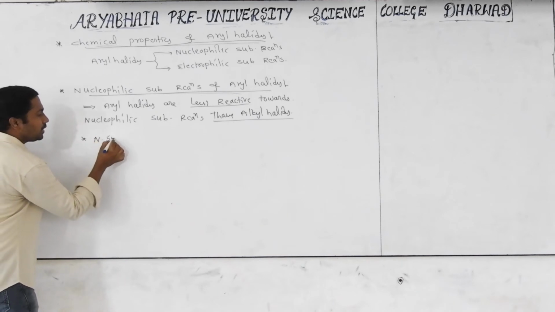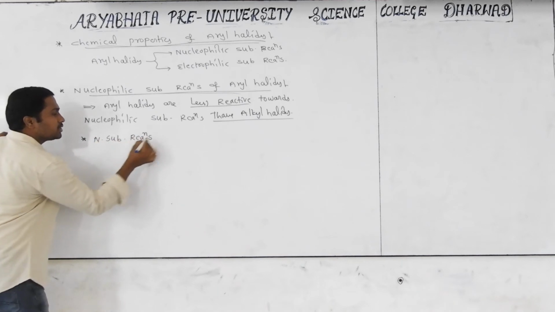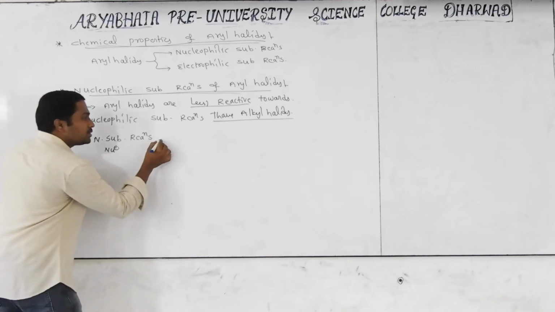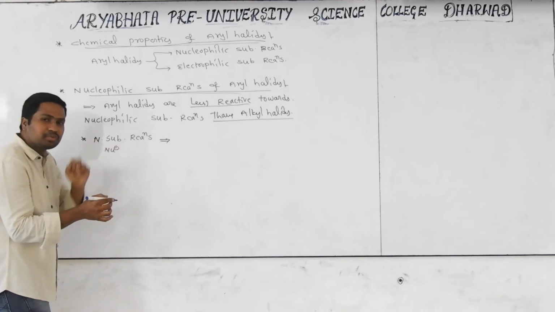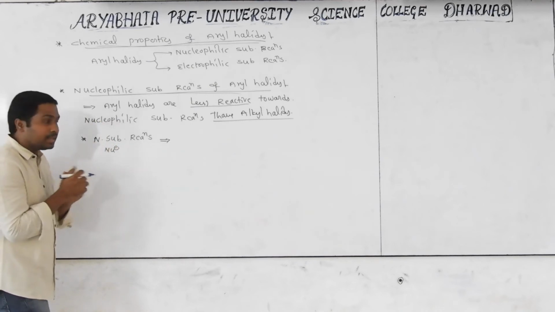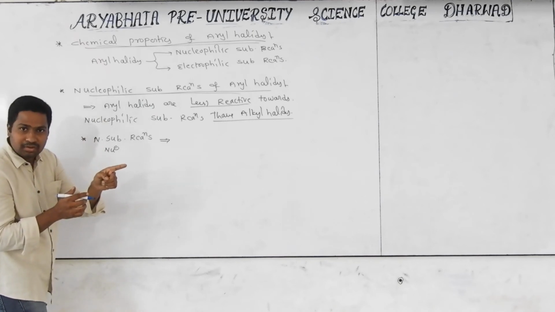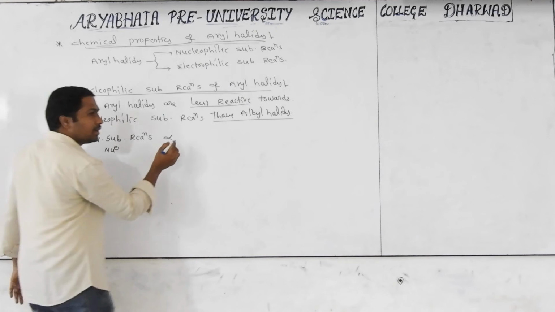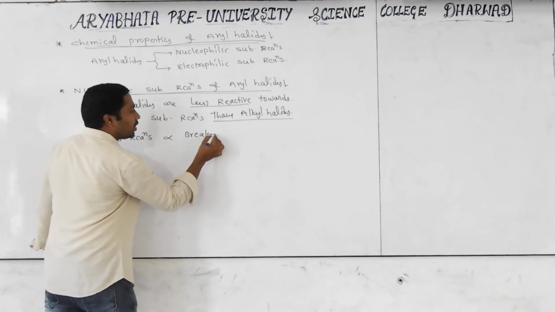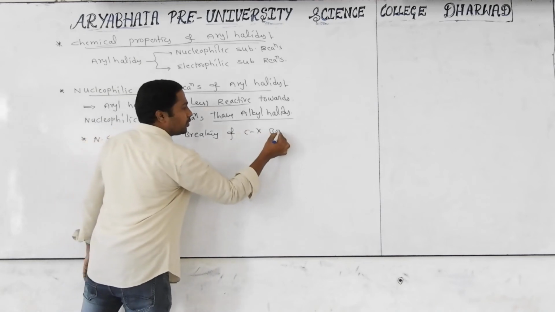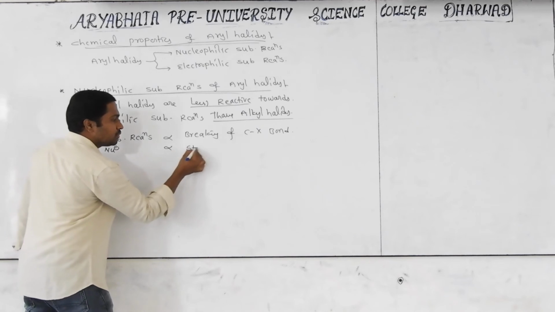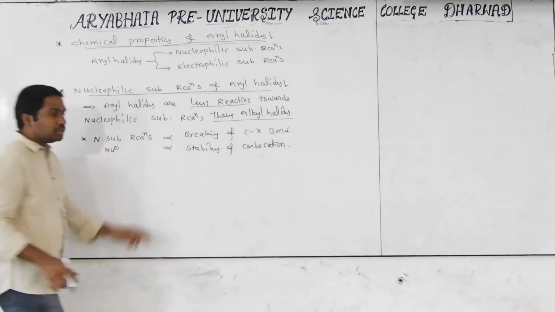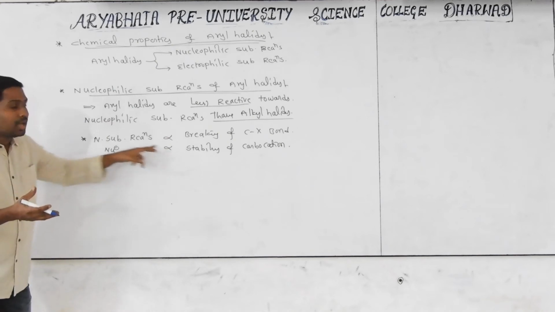Nucleophilic substitution reactions mean what? Nu minus is undergoing substitution. If Nu minus, the nucleophile, a negatively charged particle, wants to undergo substitution, what has to be the favorable condition? The reacting center should be positively charged. Yes or no? That's why the nucleophilic substitution reaction rate is directly proportional to, as you already know from the SN1 mechanism, the breaking of the C-X bond, first point. And also directly proportional to the stability of the carbocation. Yes or no? These two things will favor nucleophilic substitution.